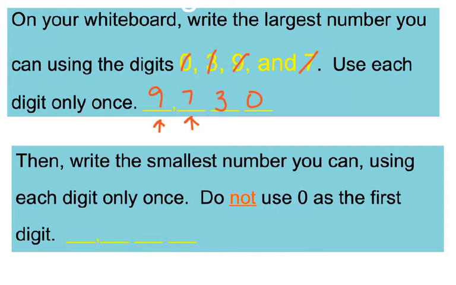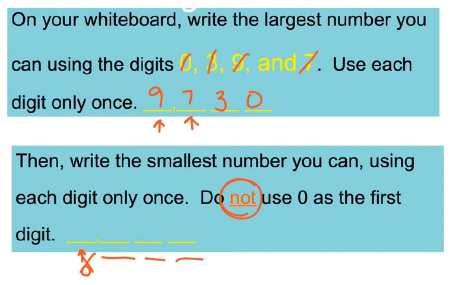Now, I want you to write the smallest number you can using each digit only once. Do not use 0 as the first digit, because if you put a 0 here, it's as if it really is just a 3-digit number. So go ahead and write the smallest number. If you pause the video, let's get started.